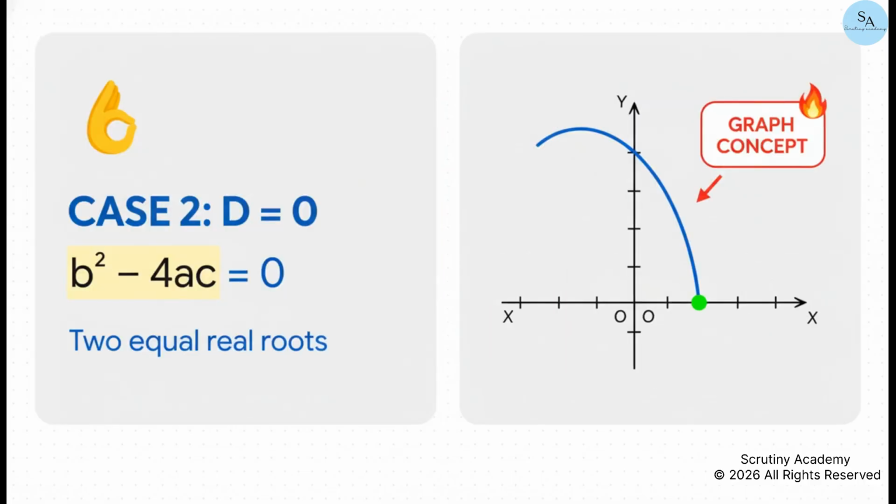Okay, on to case 2. Now what if D is exactly 0? Well, in this situation, we get two equal real roots. Yep, basically the same number twice. And the graph shows it perfectly. The curve just comes down and kisses the x-axis at one single point.